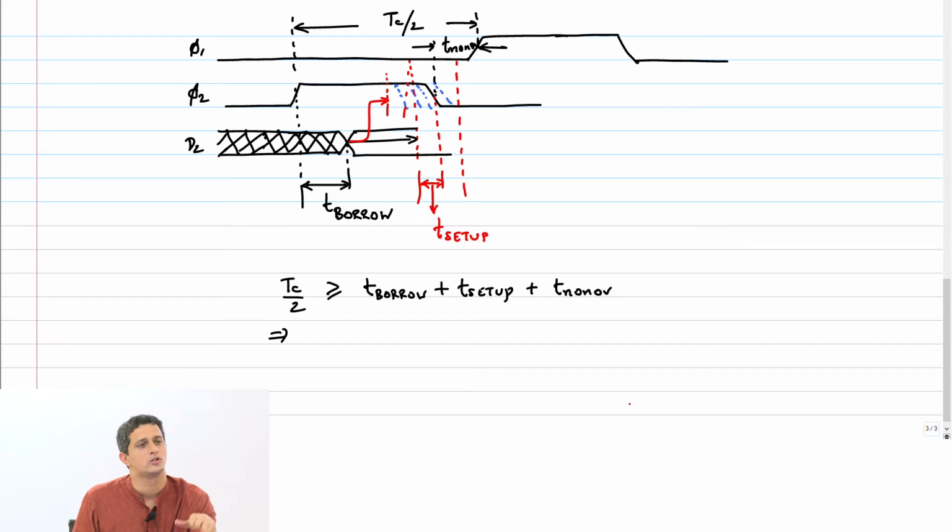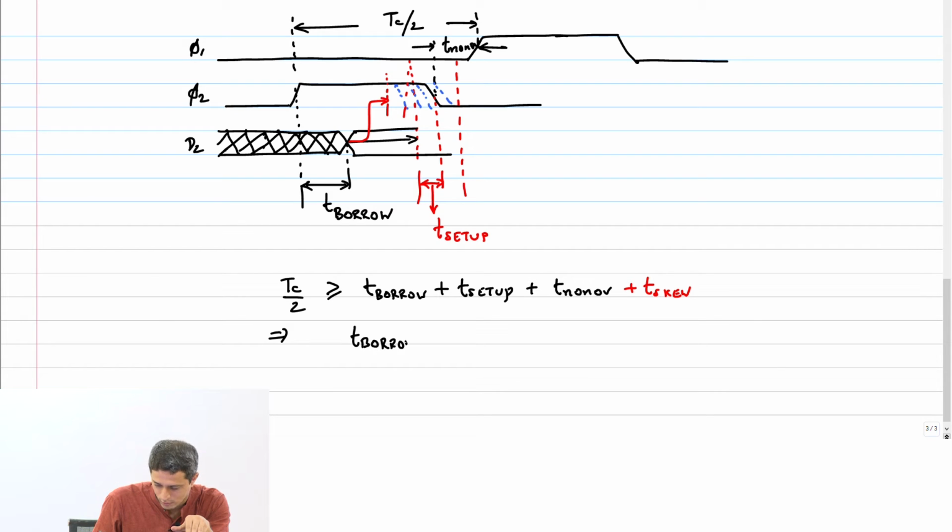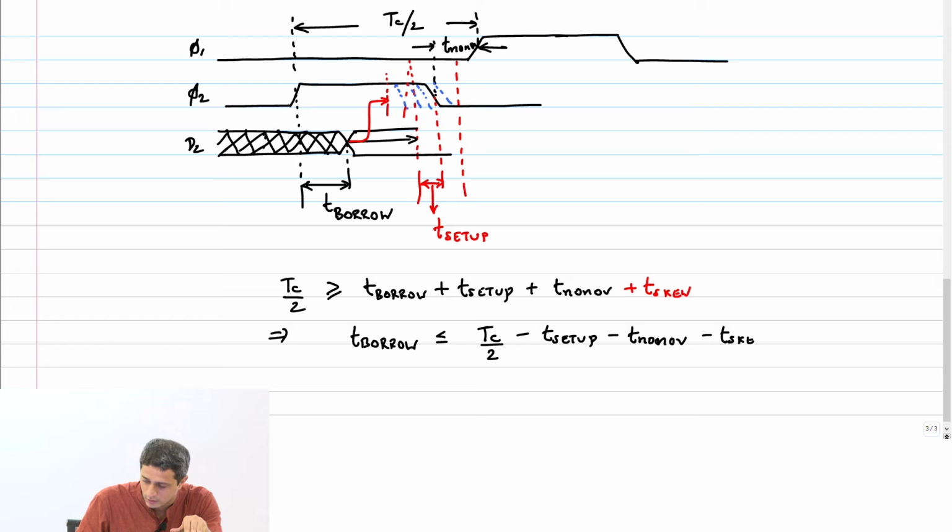So it's basically going to eat up into your setup time, and therefore I will say plus T skew implies T borrow should be less than or equal to, at most you can borrow Tc by 2 minus T setup minus T non-overlap minus T skew.